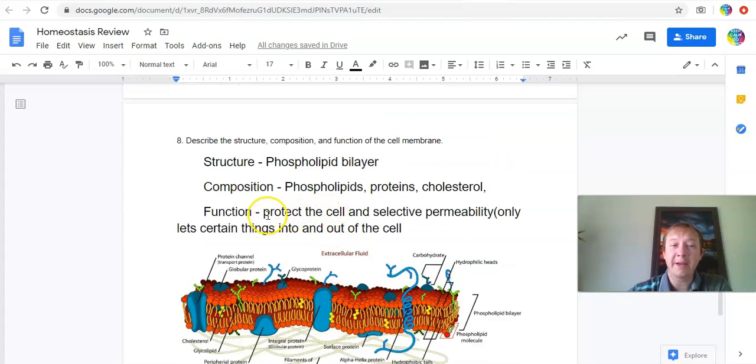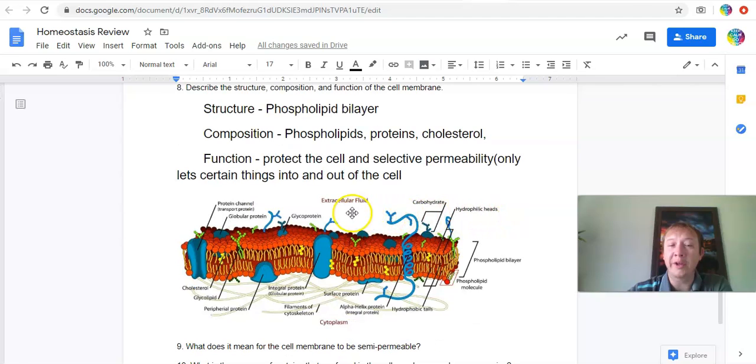Okay, so the function, the main thing, is that it protects the cell. We also have selective permeability, where only certain things can get in and out. It allows things that our cell needs to get into it while blocking others. Remember, water can go through protein channels, like the aquaporins, whereas other chemicals can't. Really small things like carbon dioxide and oxygen can just go through the membrane. That selective permeability allows the cell to take in what it needs and prevent the bad things from getting into it.